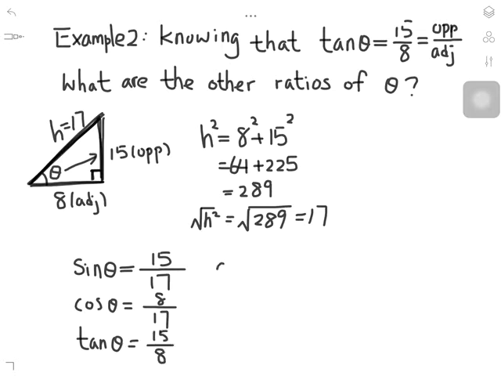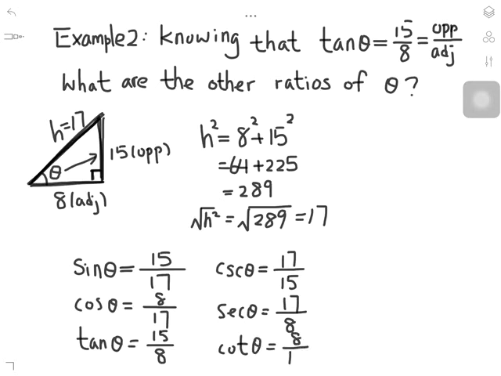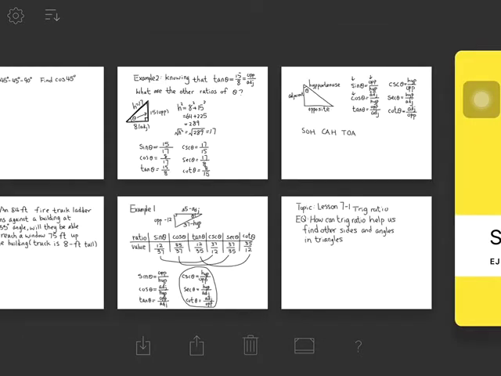Once again, I'll take the reciprocal for cosecant from sine. That would be 17 over 15. And secant would be the reciprocal of cosine, and that's going to be 17 over 8. And then cotangent is going to be the reciprocal of tangent, which is 8 over 15. So as you can see, once I have the information for the first three, the other three is just flipping from top to bottom, bottom to top. Or you can say that I'm swapping the numerators and denominators. And that's example number 2. Now let's move on to example number 3.